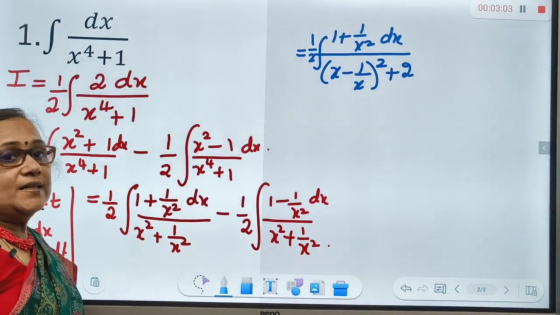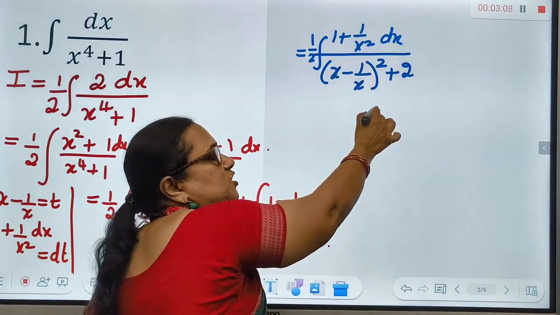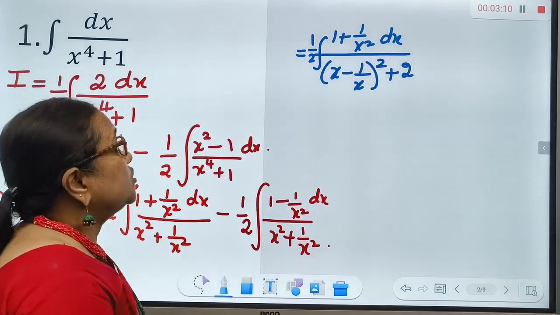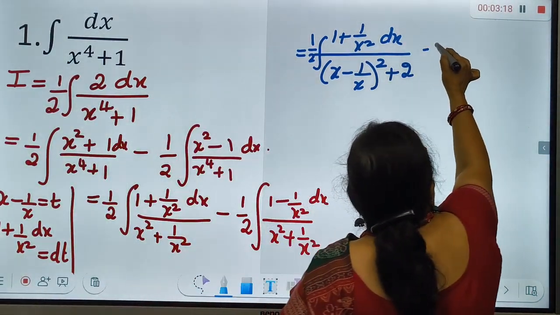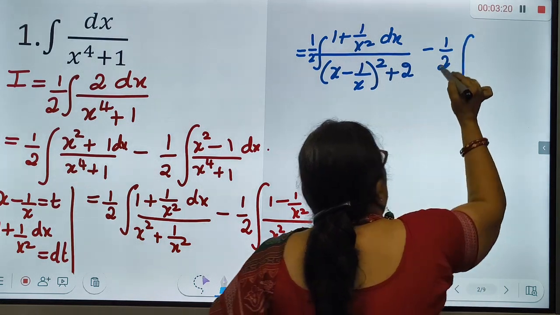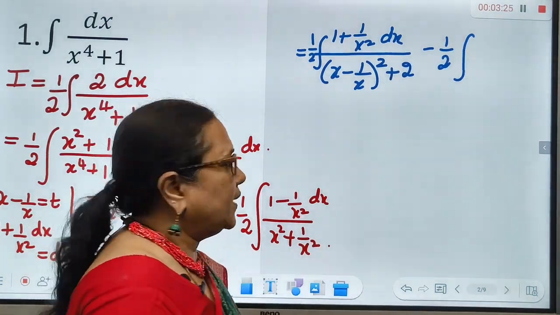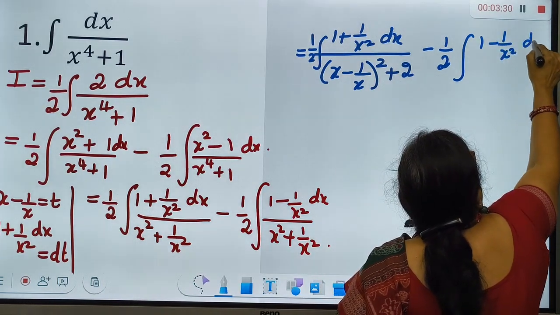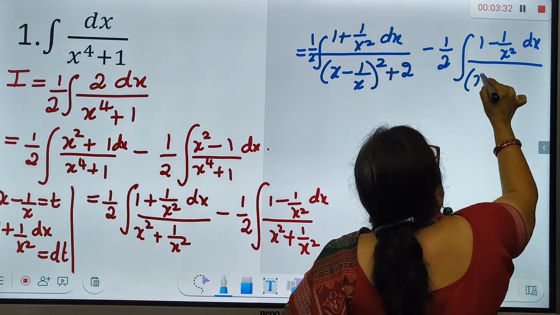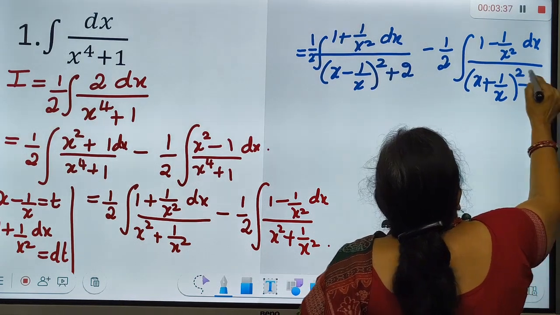Why am I writing like this? Please understand, 1 plus 1 by x square is the derivative of x minus 1 by x. That is why I am writing the denominator in terms of x minus 1 by x. Whereas in the second integral, this is half into integral of 1 minus 1 by x square, which is the derivative of x plus 1 by x. So I will rewrite this as 1 minus 1 by x square dx, and the denominator will be x plus 1 by x the whole square minus 2.